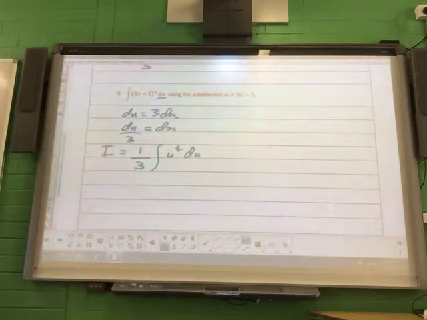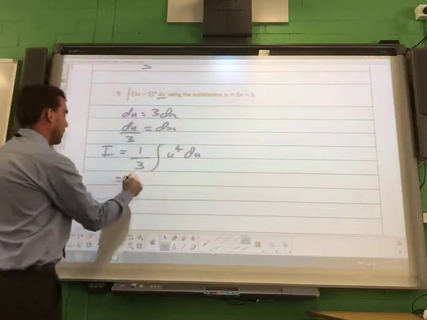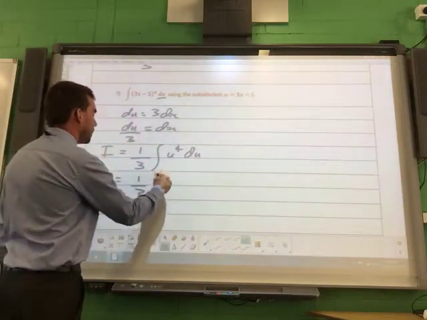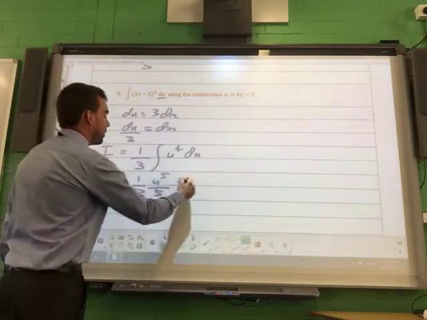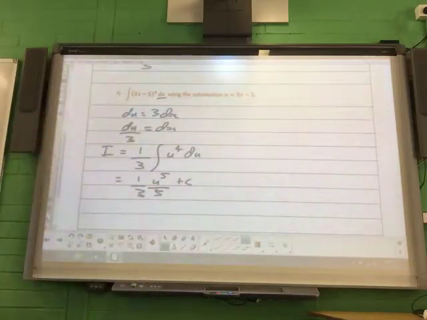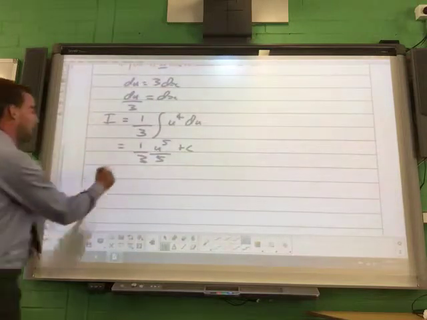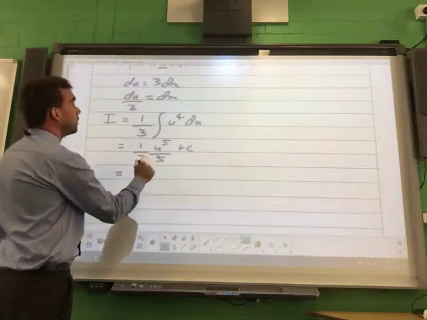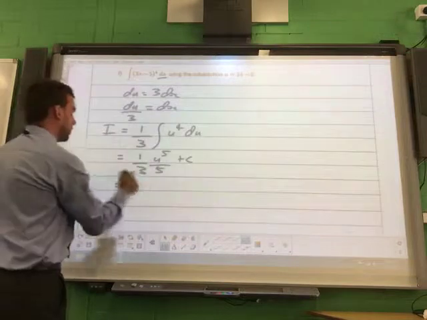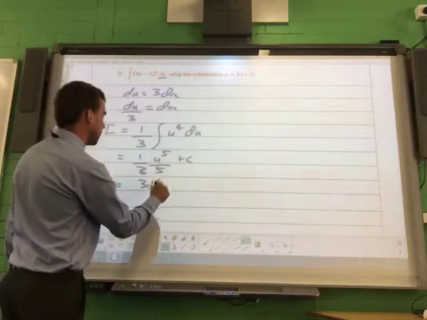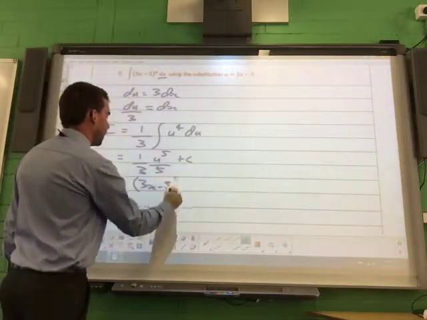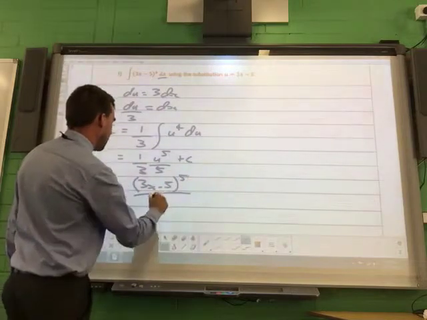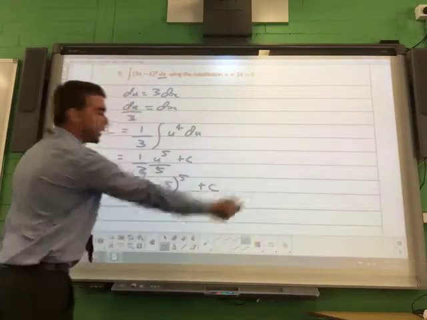You just got to watch what happens when you have constants as well, and you can move those constants right out at the beginning of your integral. So 1/3 u to the power of 5 over 5 plus our constant of integration. So it'll be 3x take away 5 to the power of 5 over 15 plus our constant of integration.